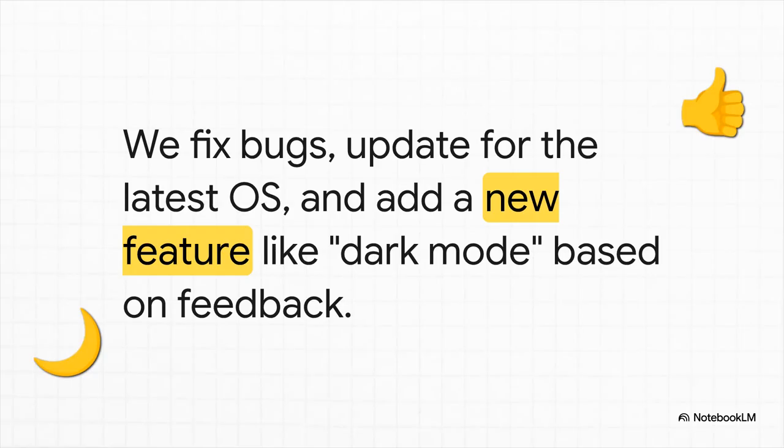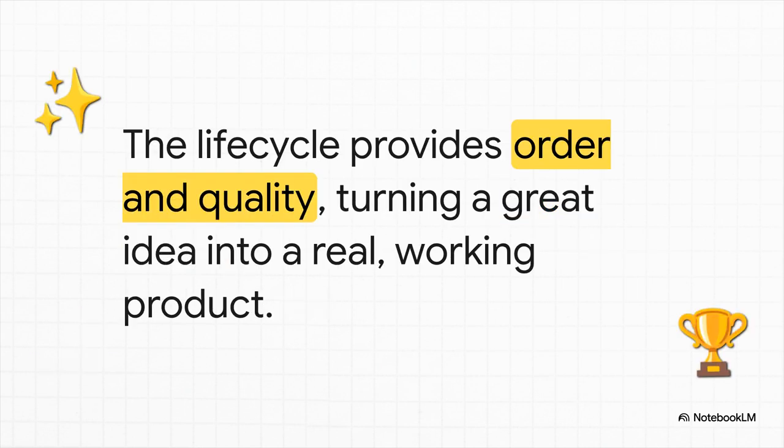So for our Coffee Finder, this means we're fixing a bug a user reported about the map, we're updating the app so it works perfectly on the latest phone OS, and because everyone's asking for it, we're adding a slick new dark mode. And see what happens there? Adding a new feature loops us right back to the beginning of the cycle to plan, design, and build it. And in the end, that's the secret recipe.